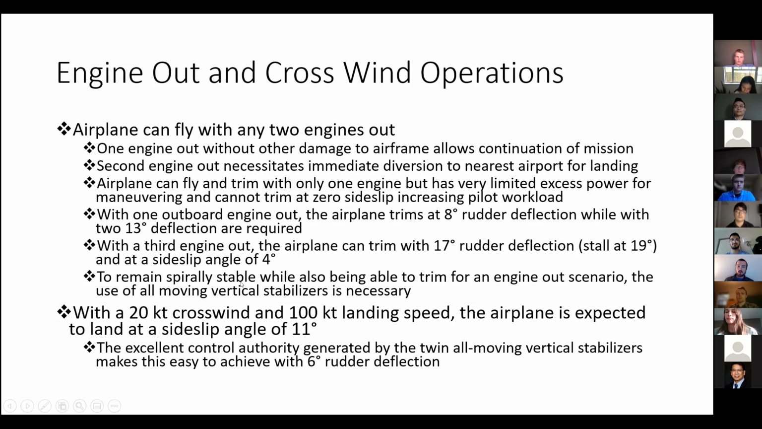To remain spirally stable, because we didn't want to increase the size of the vertical stabilizers, we ended up using all moving vertical stabilizers, as Christian already mentioned, because that lets us trim at 0 degrees side slip. And for crosswind landing, because we have so much rudder authority, it's pretty easy to trim for crosswind landing.